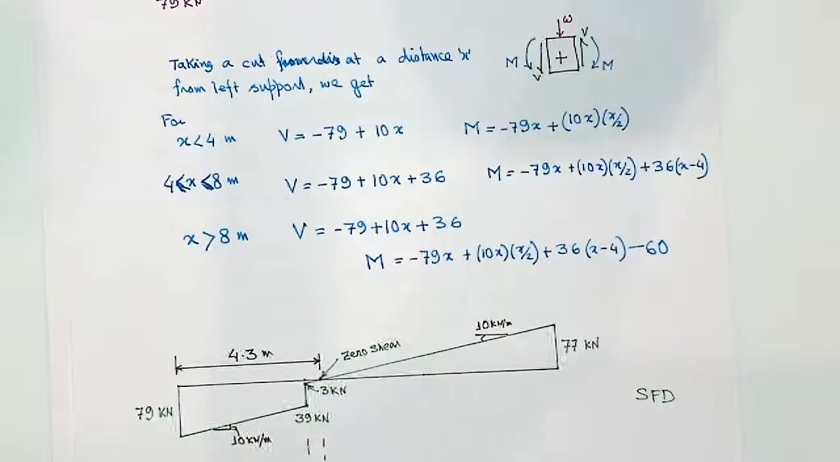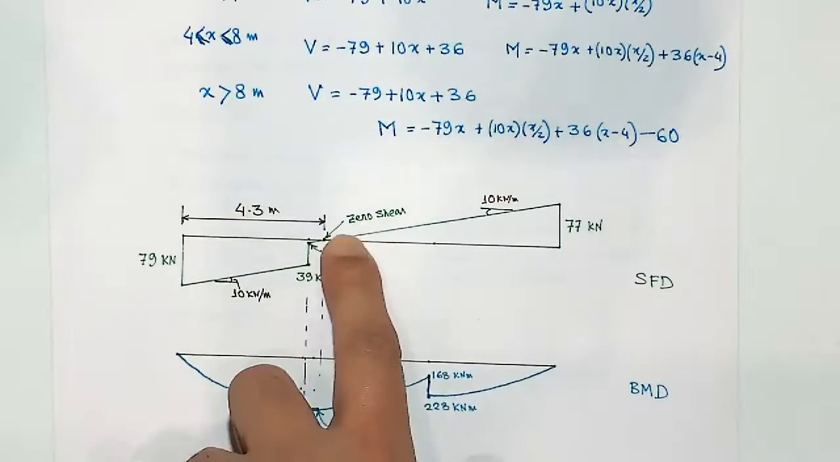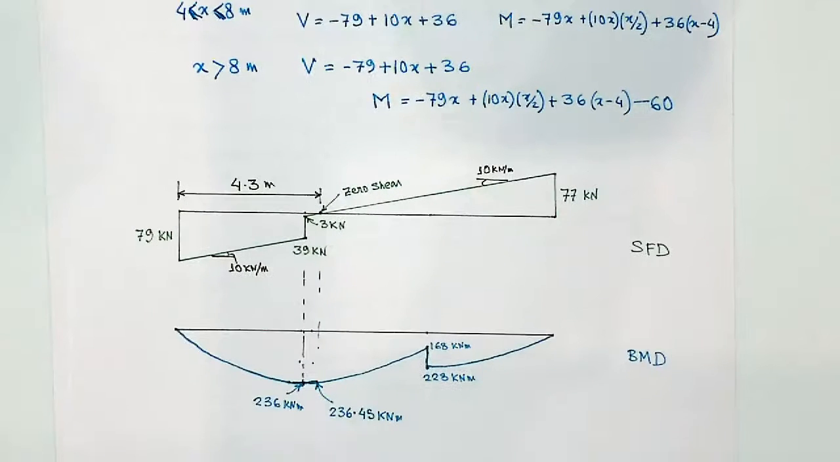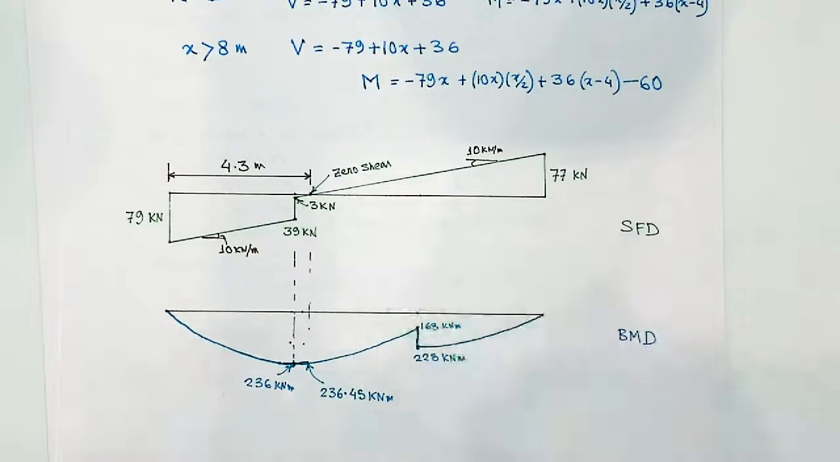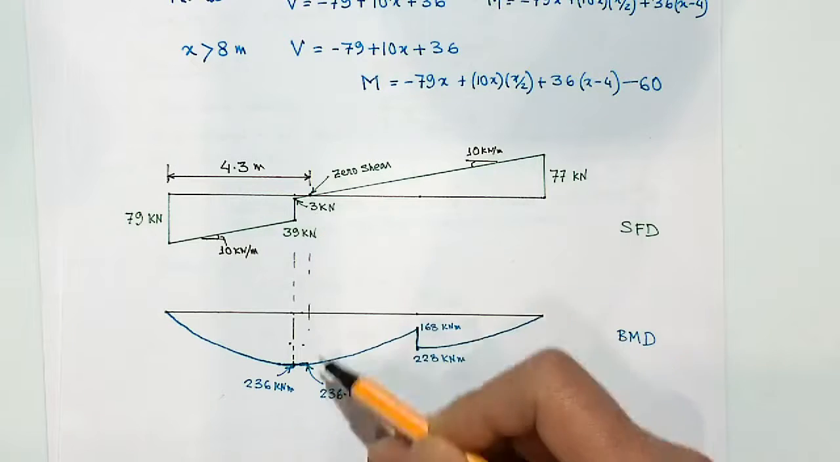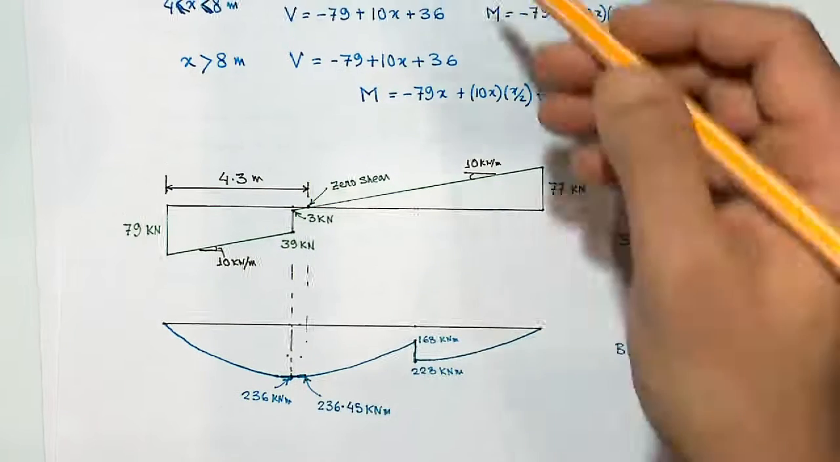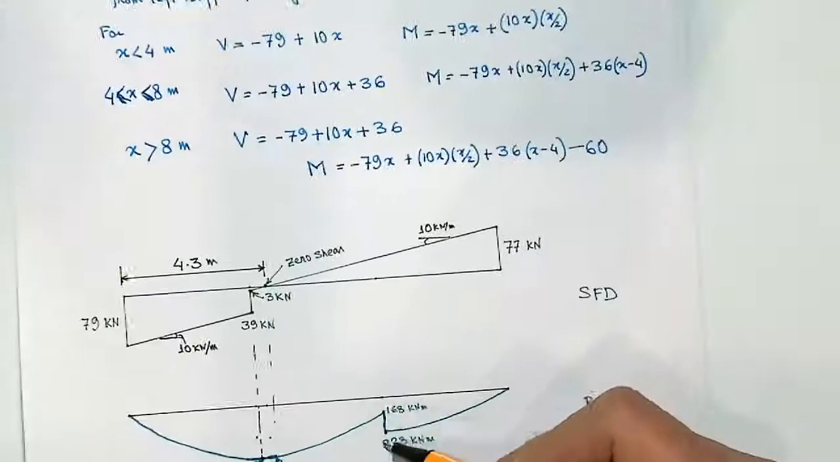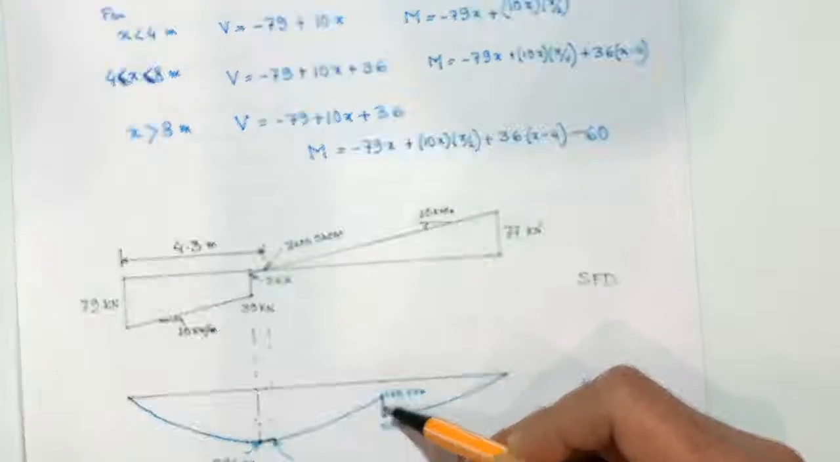Then you get these expressions. And then you finally complete, just draw these bending moment and shear force diagrams. One thing to note, or rather two things to note: maximum bending moment will occur where there is a zero shear force, and when there is a concentrated moment, there is a jump in the bending moment diagram.